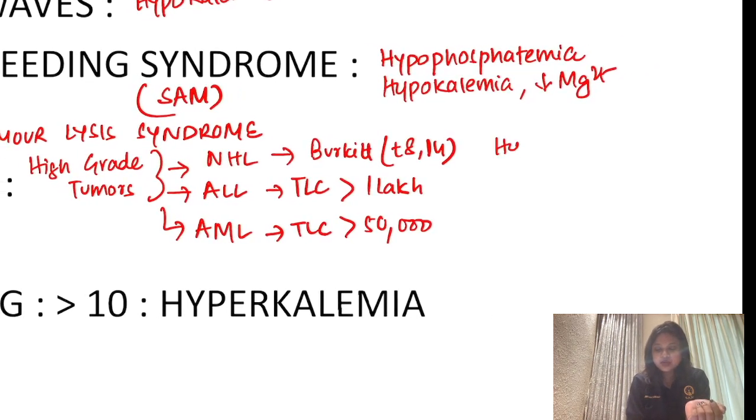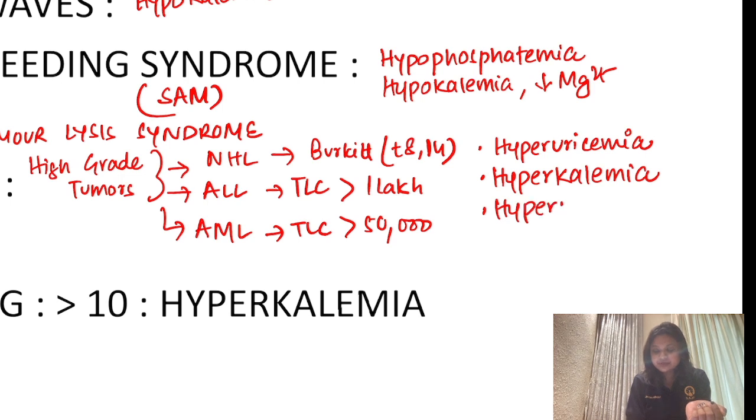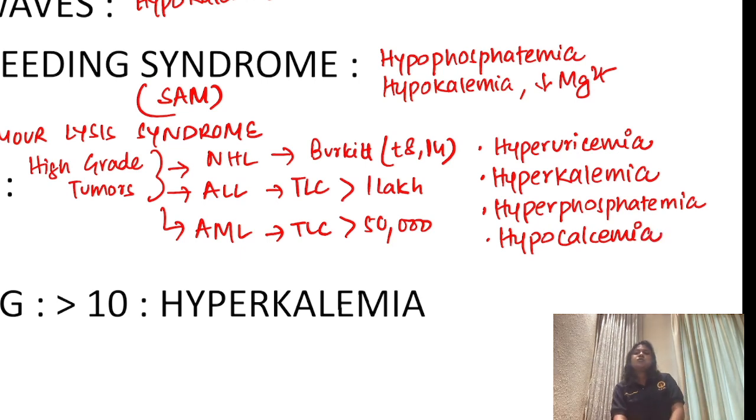We can have hyperuricemia, that is the uric acid level will increase. Next we are going to have hyperkalemia, hyperphosphatemia, and hypocalcemia. Okay, so uric acid levels are going to be more than 8. Hyperkalemia, potassium levels more than 6. Hyperphosphatemia almost more than 2 millimoles, and hypocalcemia less than 1.7 millimoles. So this is the presentation.